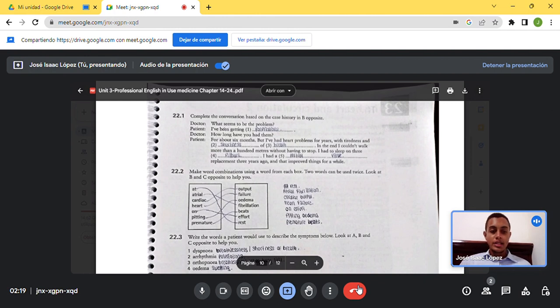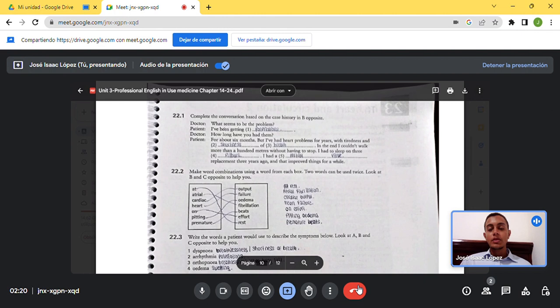Chapter 22 is called The Heart and Circulation 1. As you can see, in this unit we have 4 exercises, counting the case 13 and the Over to You. Exercise 22.1 says, complete the conversation based on the case history in the opposite.